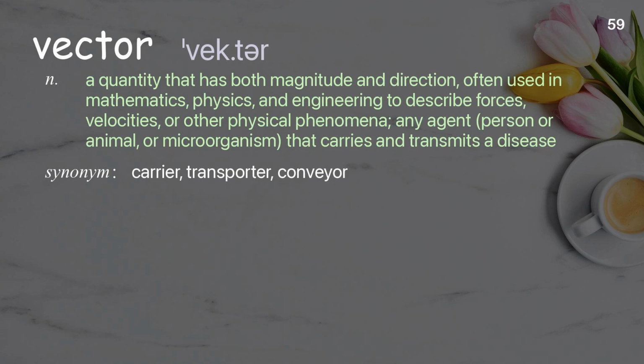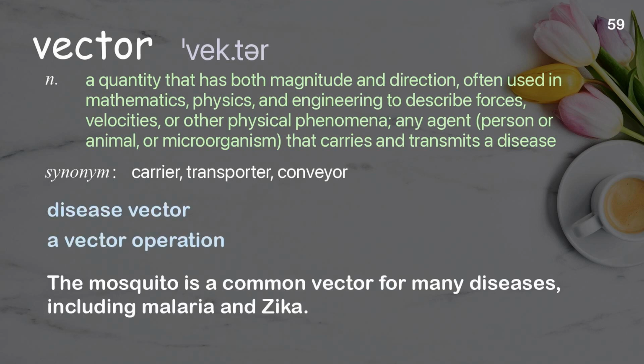Vector. A quantity that has both magnitude and direction, often used in mathematics, physics, and engineering to describe forces, velocities, or other physical phenomena; any agent, person, animal, or microorganism that carries and transmits a disease. Examples: Disease vector. A vector operation. The mosquito is a common vector for many diseases, including malaria and Zika.